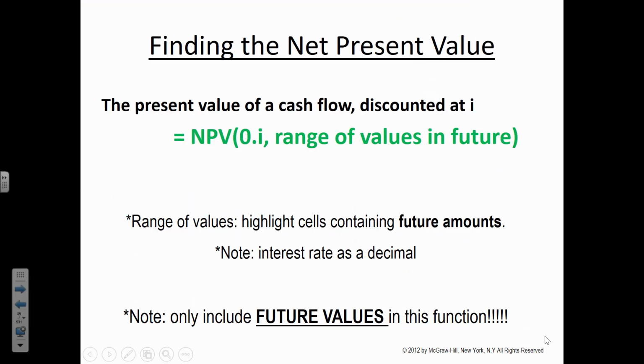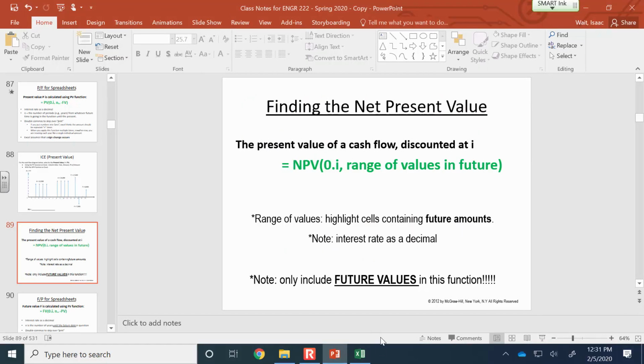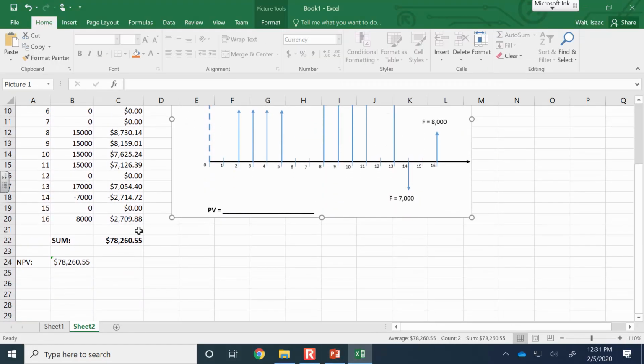I've taught this course a lot of times, and I can predict what the common mistakes are going to be because I've seen students make them over and over. And one of the most common mistakes that I see is students who include the entire cash flow into the NPV function. Let me show you what would happen if you did that.